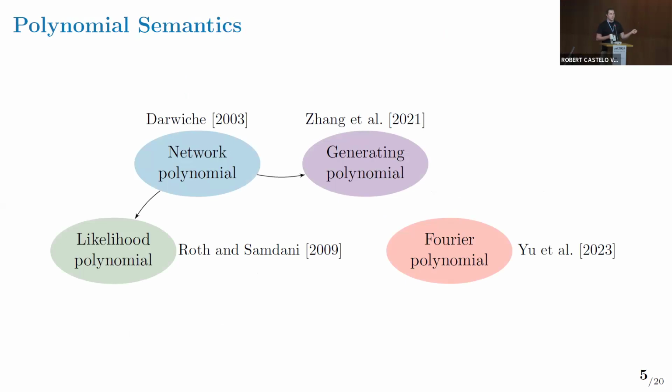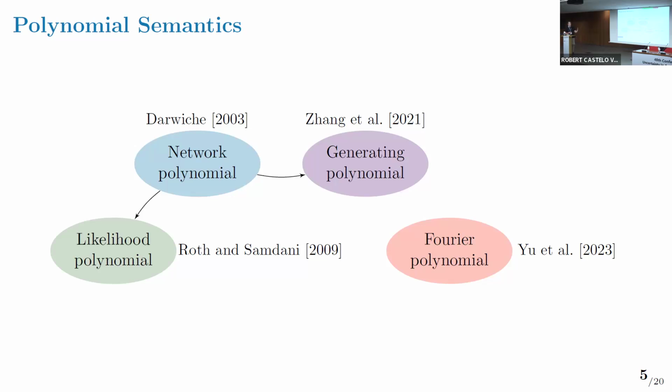So if you have a circuit representing this network polynomial, and don't worry, I'll define the semantics later. That's like the rest of the talk. If you have a circuit representing the network polynomial, you can efficiently, like in polynomial time, convert it to either the generating or the likelihood polynomial for the same distribution. But the remainder of the relationships were not known before this.